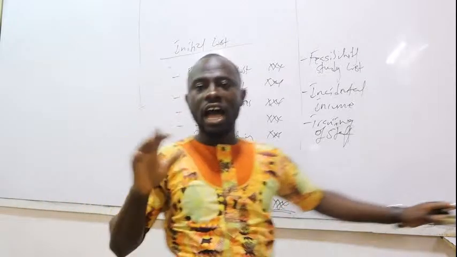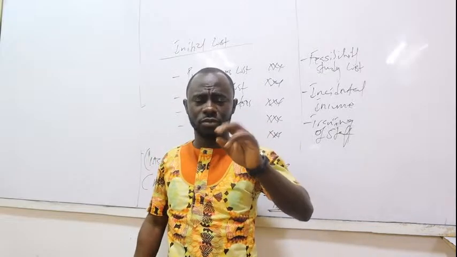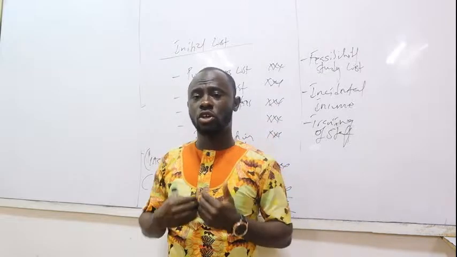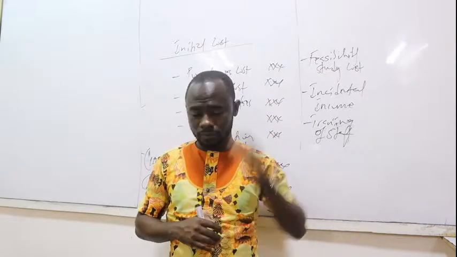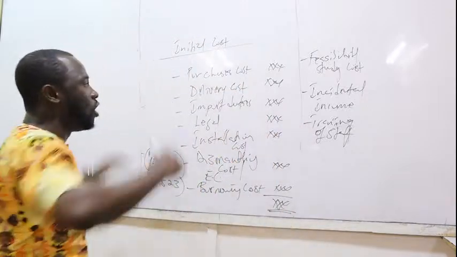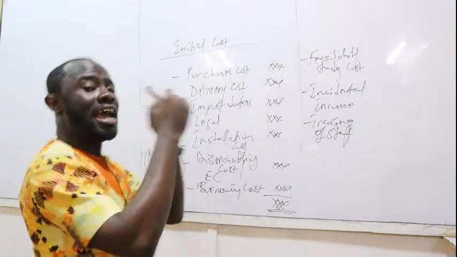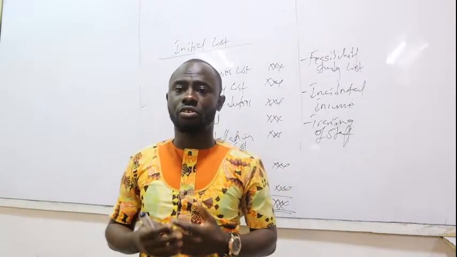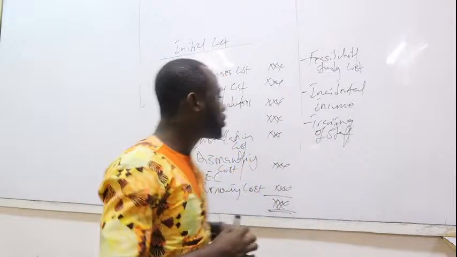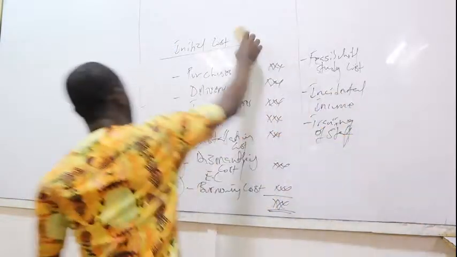Now, after the initial recognition, we go to one of the most important aspects of the syllabus of the standard, and that is my favorite area, called subsequent measurement. So let's look at it. After the initial recognition, we've debited property, plant, and equipment and credited what we need to credit. What else do we carry out? So let's look at the subsequent measurements of the assets.